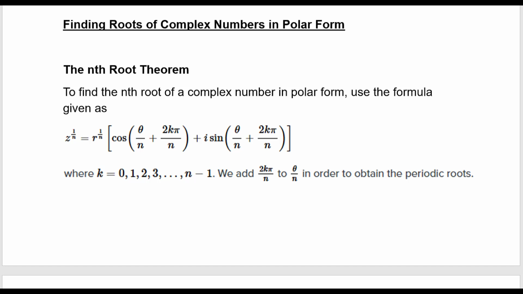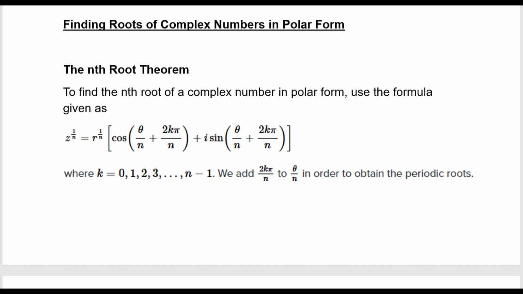So the nth root theorem, to find the nth root of a complex number in polar form, use the formula given by z to the 1 over n, so that means an nth root, is r to the 1 over n, and then times its cosine of theta over n plus 2k pi over n. So this generates several different solutions. And so k is going to be, you go with 0 first, then 1, and then 2, then 3, until you get to n minus 1.